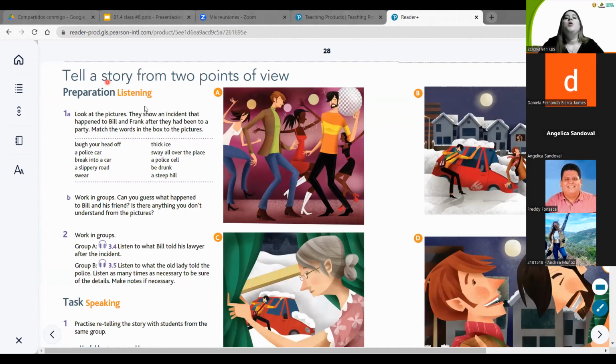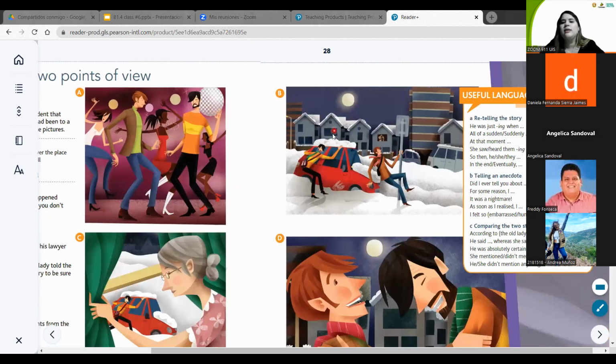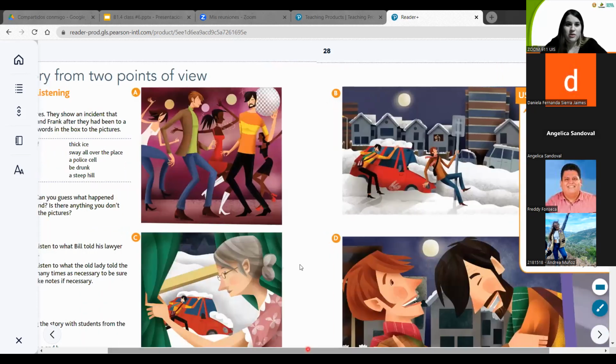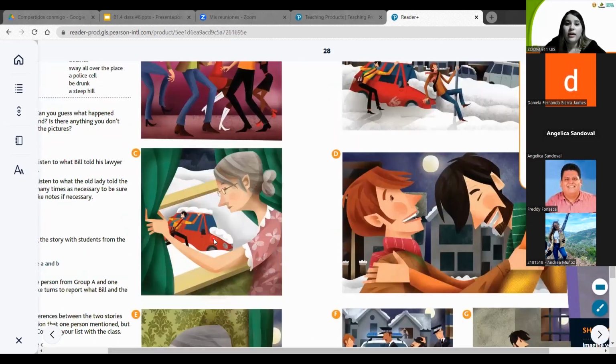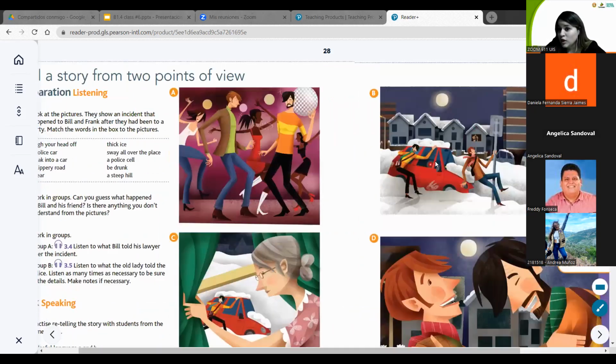Okay, so all good. We're going to look at the pictures and we are going to try to understand what happened. So they were at the party. Yes, they were dancing, they were at a party. And then, well, we will see. Let's look at the picture. It's not very clear what is happening. Maybe we can see that it was snowing and maybe there is ice on the floor. So the ice is probably thick, and then they are trying not to fall over.